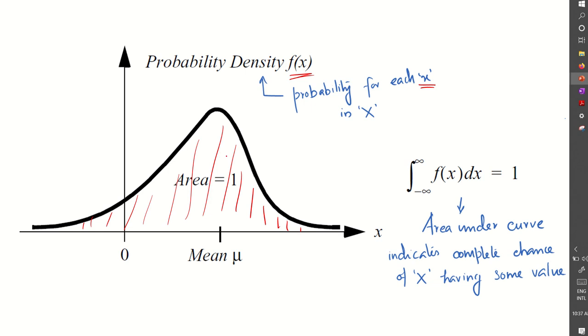If we take a reading from a sensor, that is x, then the values will come under this curve, only under this curve. So this area under the curve indicates the complete chance of x having some value. It can range from -infinity to +infinity, fx dx. The maximum value of probability is 1, since all the values that can occur are considered. So therefore the area is equal to 1.